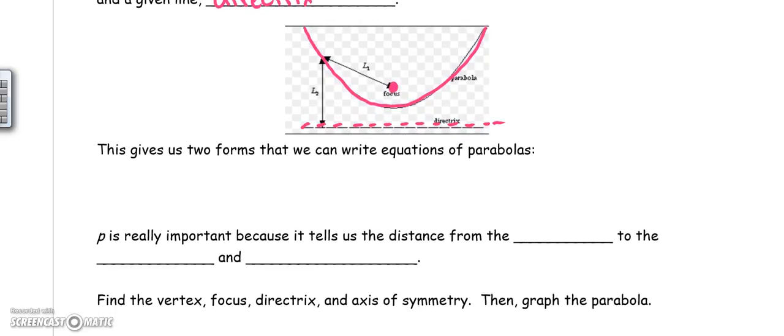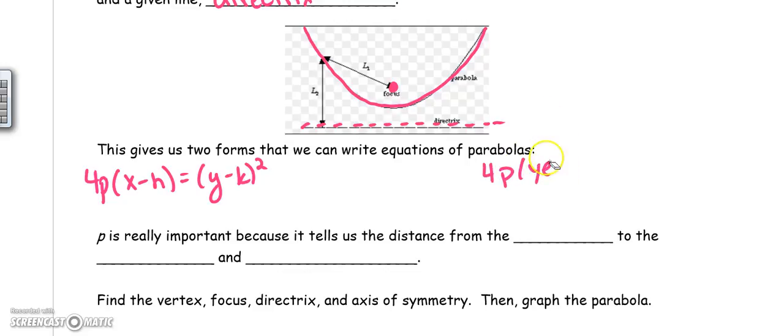So this gives us two different forms that we're going to use to write equations of parabolas. One of those forms is 4p(x − h) = (y − k)². And the other form is 4p(y − k) = (x − h)².